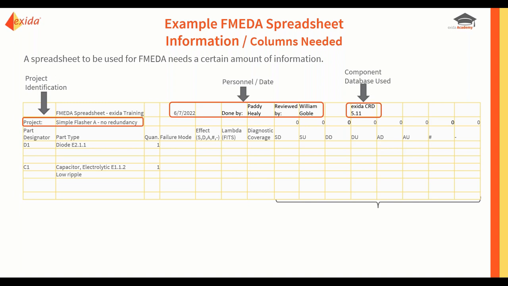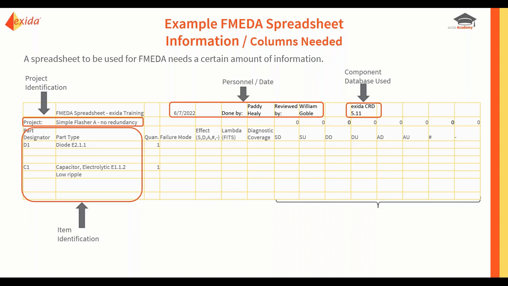So getting into the actual FMEDA, the next stage then is we put in our parts. So the part designator, we might copy that from the bill of materials to ensure consistency across the two documents. Then also the part type. Now the letter here, E2.1.1, that's a reference to the component reliability database handbook that we use.